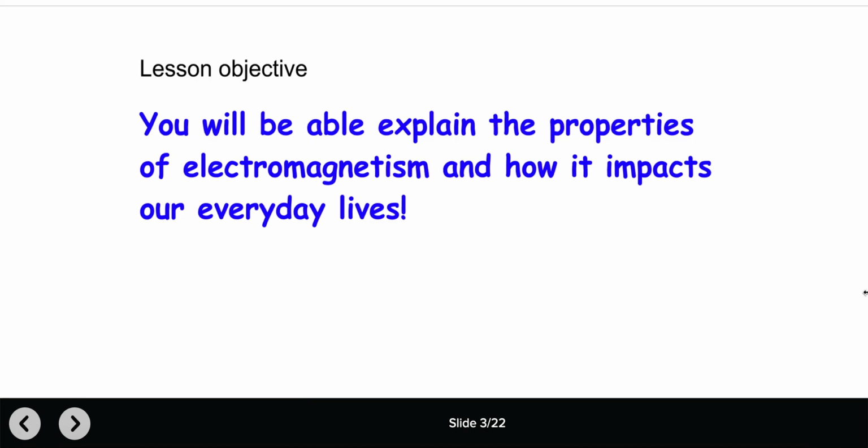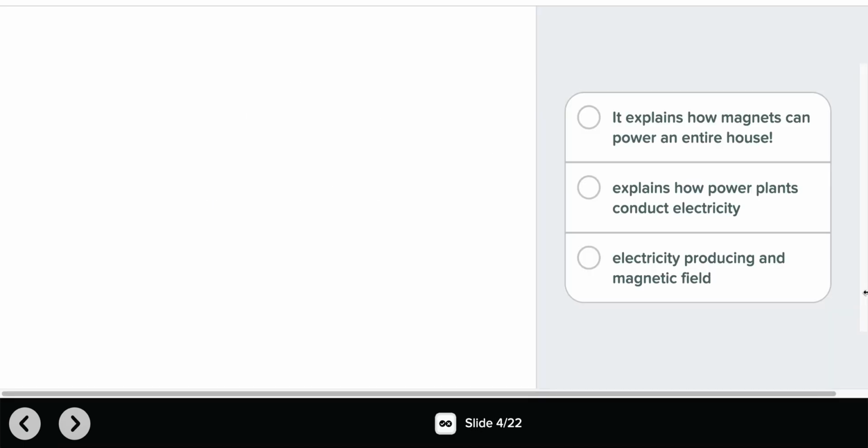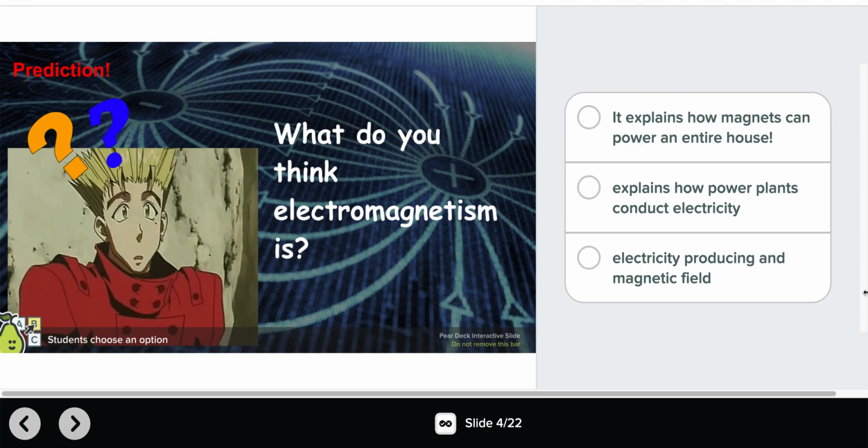Alright, so after today you'll be able to explain some properties of electromagnetism and how it impacts our everyday lives. So, what exactly do you think electromagnetism is? If you had to pick one of these choices for explaining it the best way possible, which one do you think it's going to be? It explains how magnets can power an entire house, explains how power plants conduct electricity, or electricity producing a magnetic field.